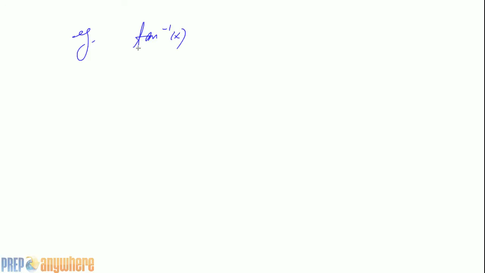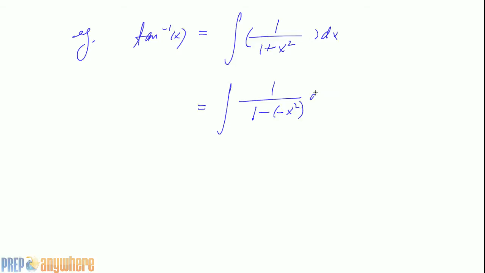Next, consider the tangent inverse of x. We know that this is the antiderivative, the integral of 1 over 1 plus x squared. And we know that 1 over 1 plus x squared can be written as 1 over 1 minus (minus x squared), which is the power series counting from 0 to infinity of (minus x squared) to the power of n.